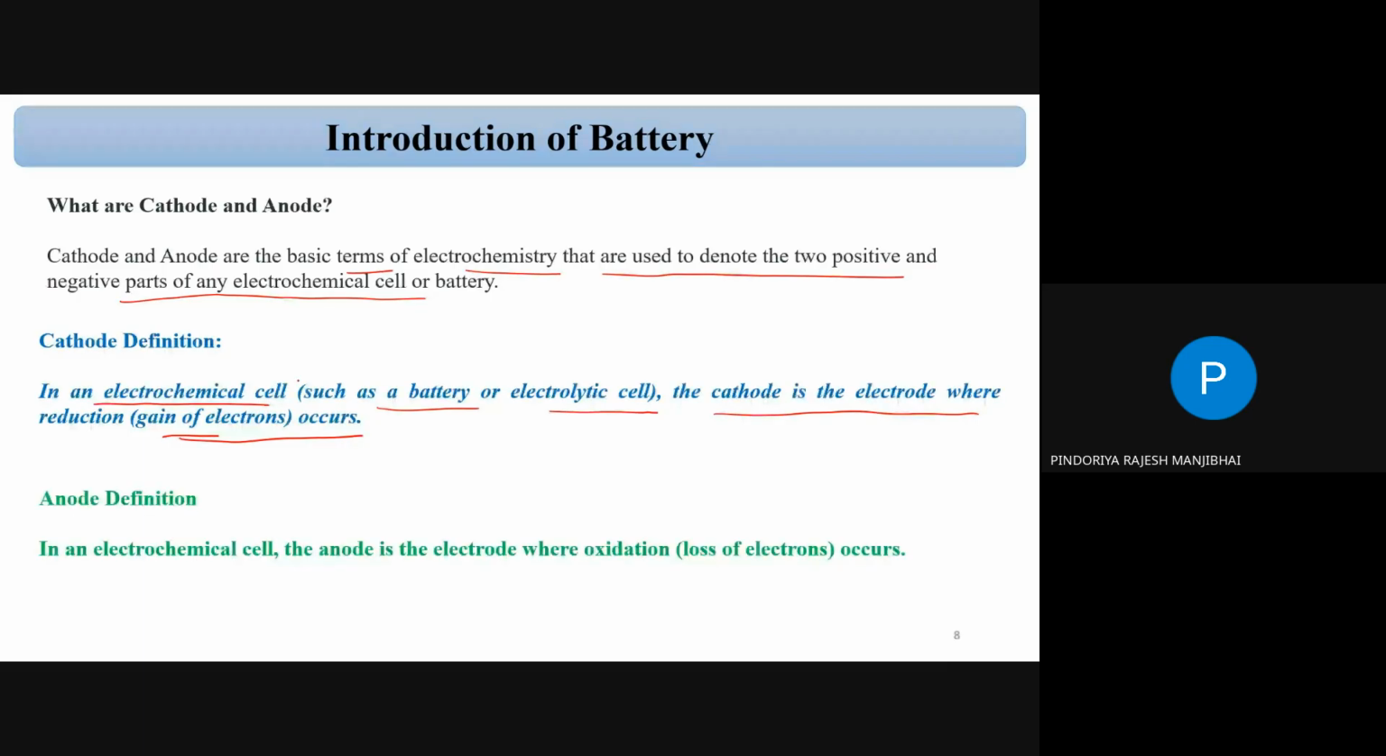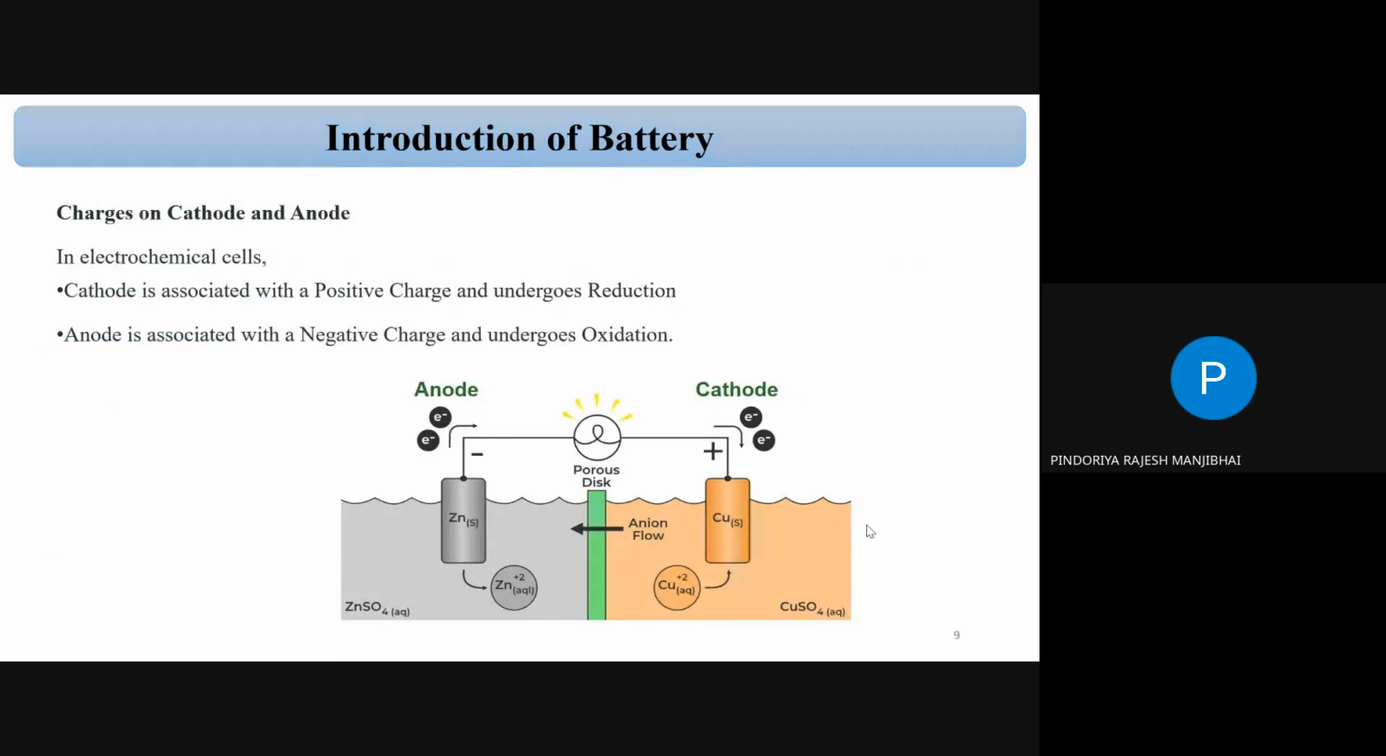Now what is the anode? In an electrochemical cell, the anode is the electrode where oxidation, otherwise the loss of electrons, occurs. So loss of electrons is the anode, and gain of electrons is the cathode. Okay, in the case of the battery, let us look at the charges on the cathode and anode.